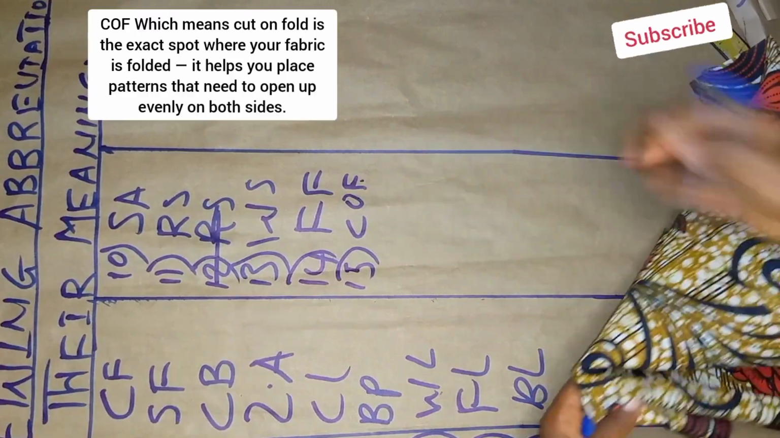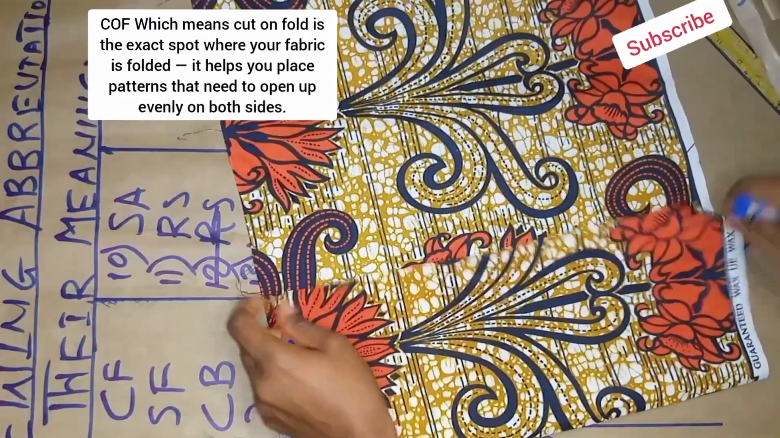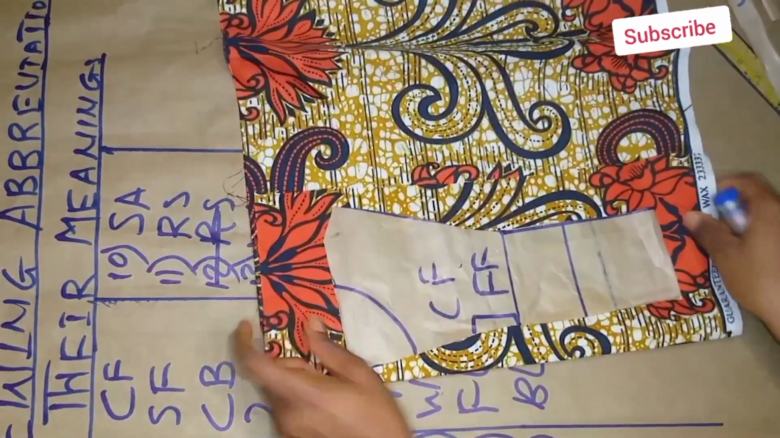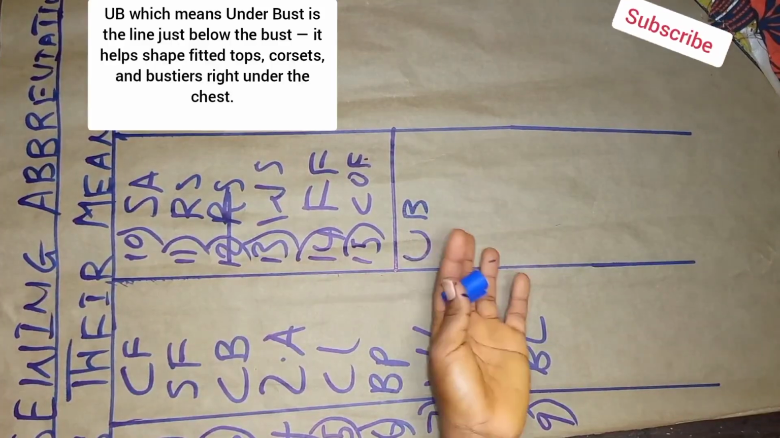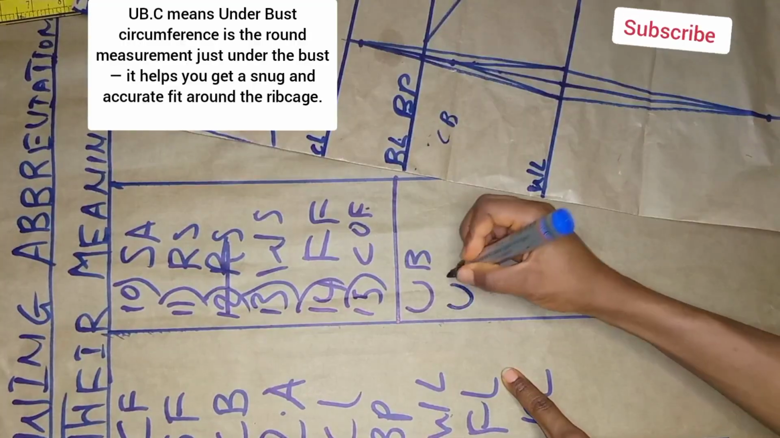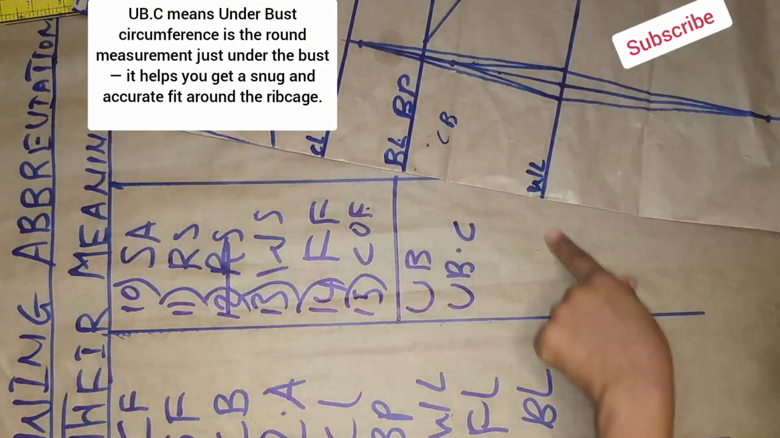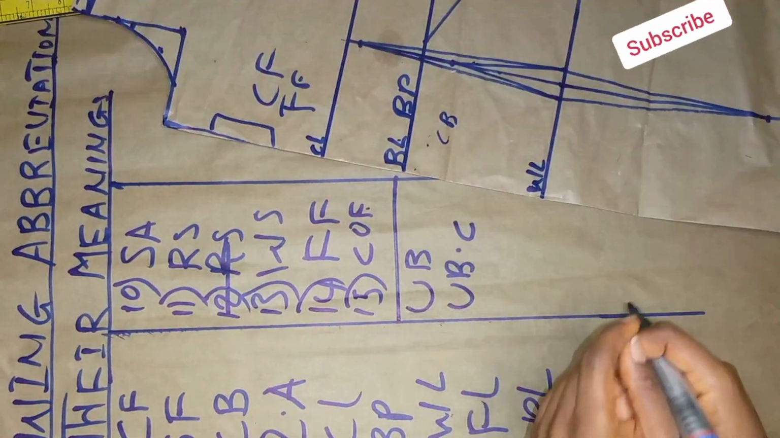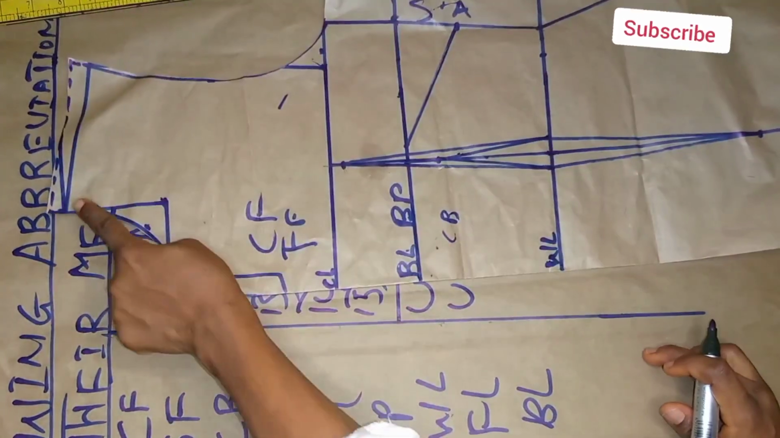Next one on my list is COF. COF means cut on fold. This tells you the exact point where your fabric should be on fold. The next one on my list is the UB. UB simply means under bust, while UBC simply means under bust circumference. Underbust circumference is the measurement we input at the underbust line. We usually divide it by 4 before you input whatever value you have on the underbust line.